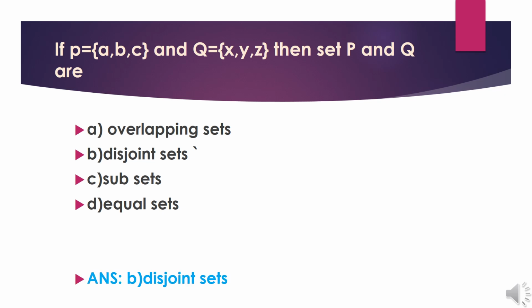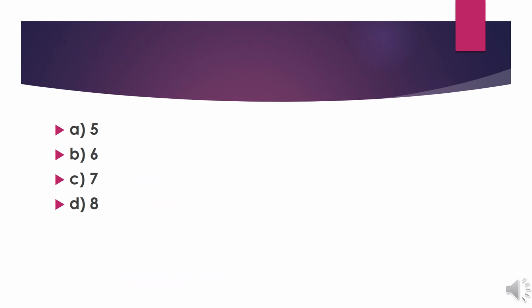If P is equals to ABC and Q is equals to XYZ, then set P and Q are A, overlapping sets, B, disjoint sets, C, subsets, D, equal sets. Answer B, disjoint sets.